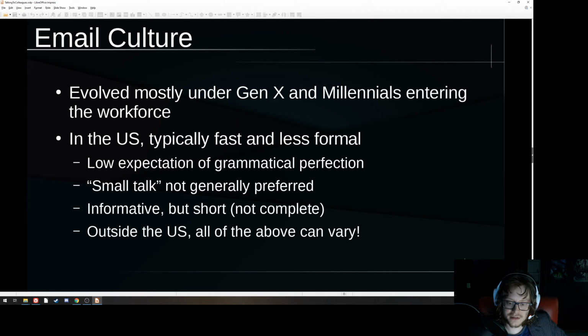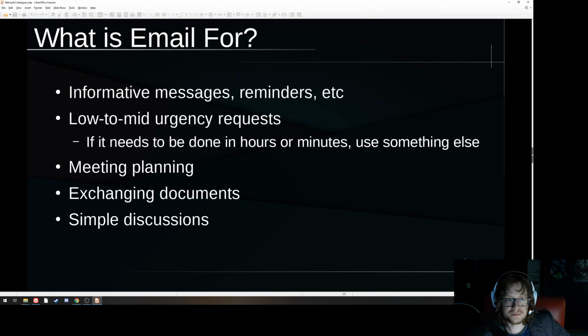And again, outside the US, all of this can vary. Some cultures, especially in Asia, will write a lot. They'll be very informative. They have very long emails. A short email, you almost never get a short email. You'll get a huge, long thing with a full description of the problem and then a bunch of formalities as well. And the formality is another thing that varies widely. So in a lot of places, email is much more formal and the grammatical expectation is higher. So if you're talking to people in other countries, kind of be aware of their expectations too.